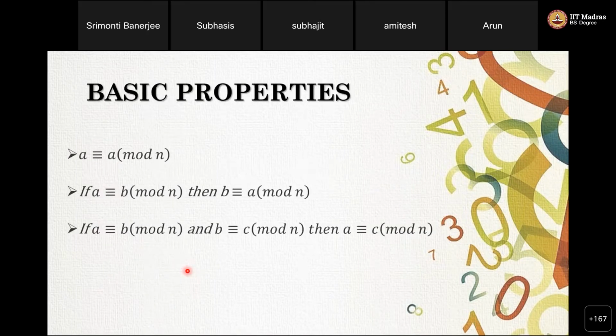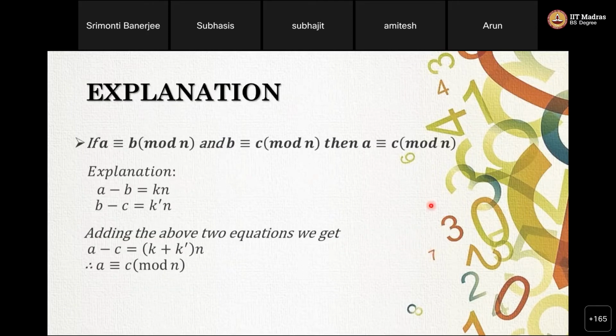So coming to the third property now, if a is congruent to b mod n and b is congruent to c mod n, then a is congruent to c mod n. I'll give a quick explanation for this one as well. So the explanation goes like this. From whatever we have over here, we get a minus b equal to kn and b minus c equal to k dash n, right? Where k and k dash are integers. Now, if we add these two equations, we get a minus c equal to k plus k dash into n, which is basically a congruent to c mod n.